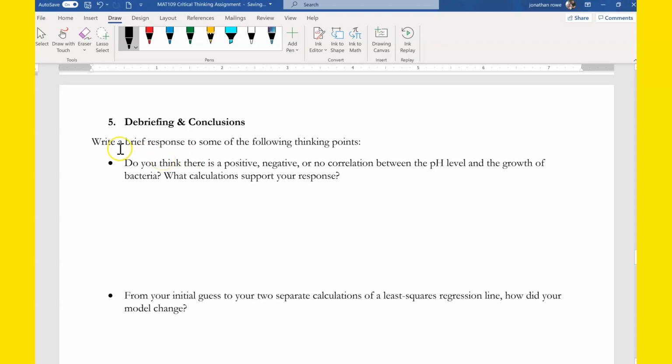Debriefing and conclusions, part 5. Write a brief response to some of the following thinking points. Do you think there is a positive, negative, or no correlation between the pH level and the growth of the bacteria? What calculation supports your response? What do you think about that? I bet you already know the answer to that, but positive correlation.